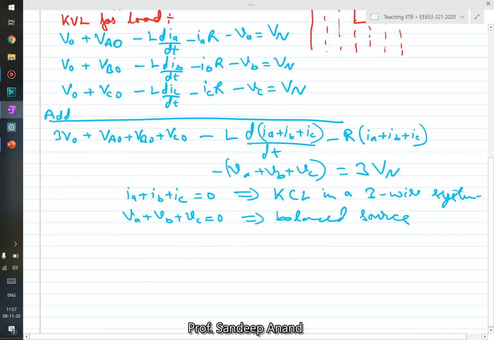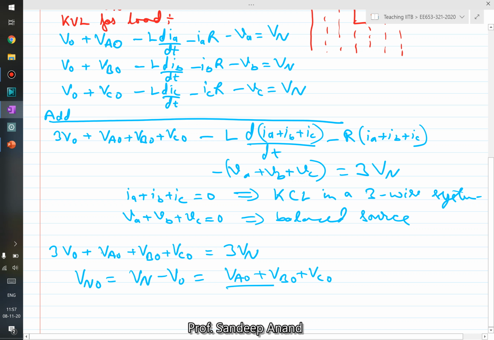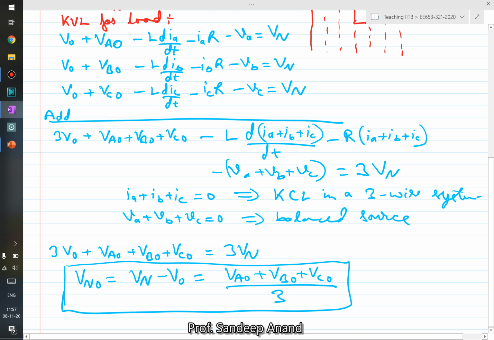So with this assumption, we can rewrite the top equation: 3 times VO plus VAO plus VBO plus VCO, the third term will be 0, the fourth term would be 0, the fifth term would be 0, is equal to 3 times VN. Rearranging, you can write VNO, which is nothing but VN minus VO, equal to (VAO plus VBO plus VCO) upon 3. This is the equation for VNO, which is the sum of the pole voltages divided by 3.